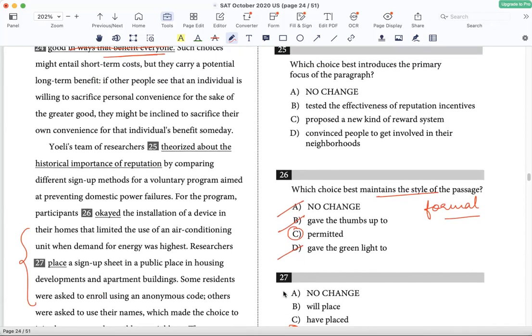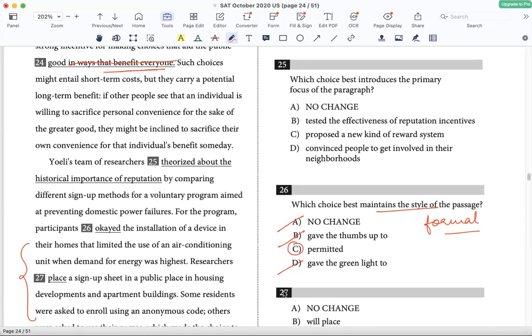Okay, Yuli's team of researchers theorized about the historical importance. No, we are not talking about historical importance, so this is incorrect. Tested the effectiveness of reputation incentives. Yeah, this is a good answer because that's what they are doing. Proposed a new kind of reward system and convinced people to get involved. So I think the best answer with regard to reputation, because that's the focus of the passage, is B.